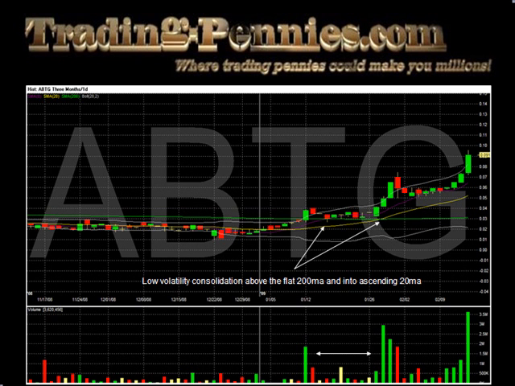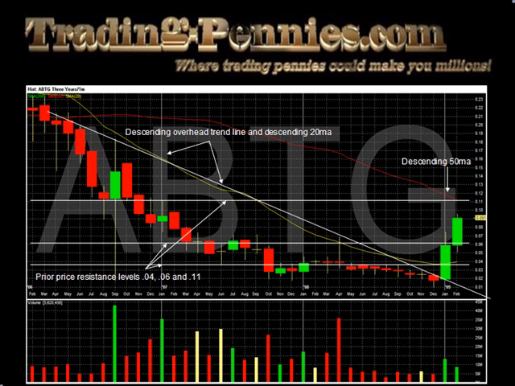As Ambient Corporation's consolidation neared the support of the underlying and ascending 20-period moving average, we placed it on our watch list. Before taking any position, we always perform multiple time frame analysis looking for potential resistance levels, as this is always a concern of a trader when determining the risk-reward potential for any trade entered. On the monthly chart, we saw multiple potential resistance levels.